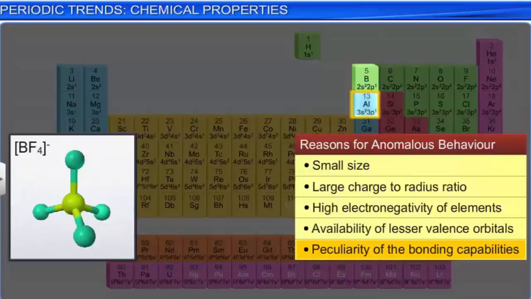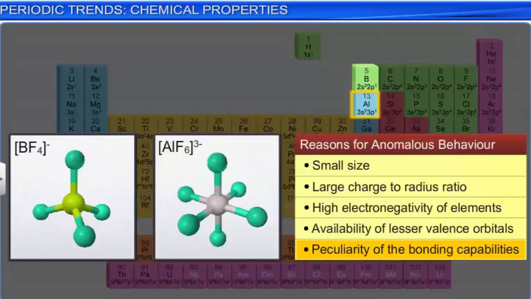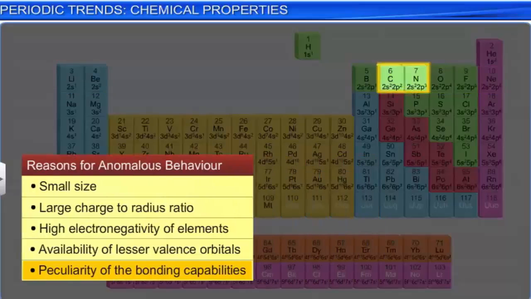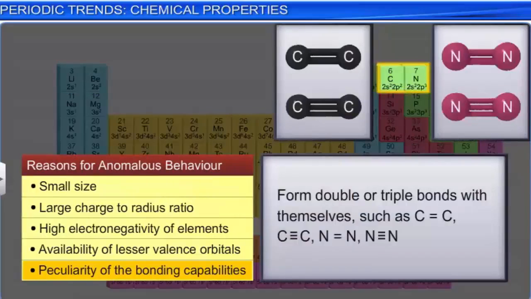In addition, the first member of p-block elements has special bonding capabilities as compared to the other members in the group. They have a tendency to form multiple bonds, as in the case of carbon and nitrogen, and to other second period elements compared to subsequent members of the same group.